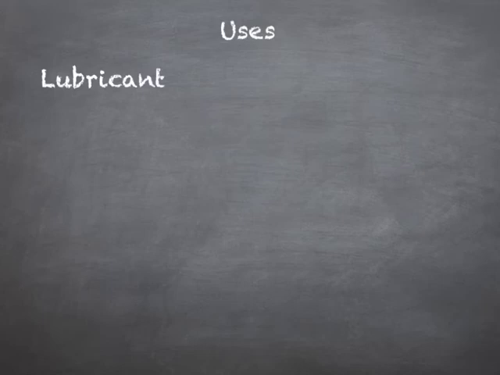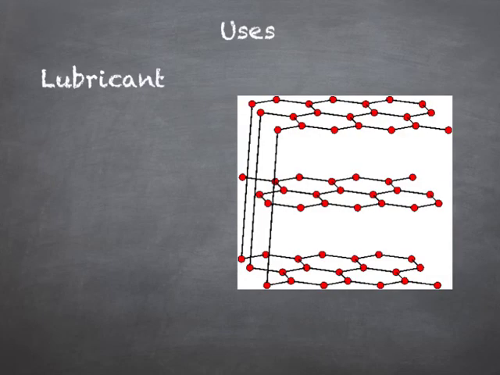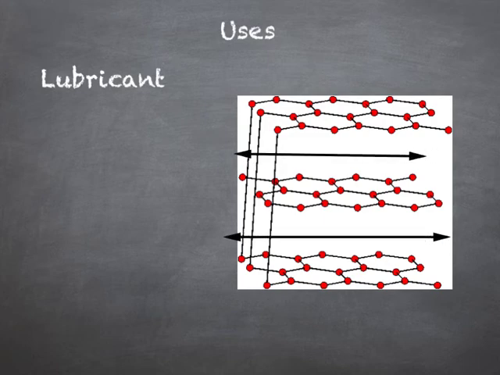Carbon graphite has many uses. It can first and foremost be used as a lubricant, and this is because the layers of graphite are able to move, so they can move from side to side. It is also possible because these layers have very weak intermolecular forces, which is the force between this molecule and this molecule here.